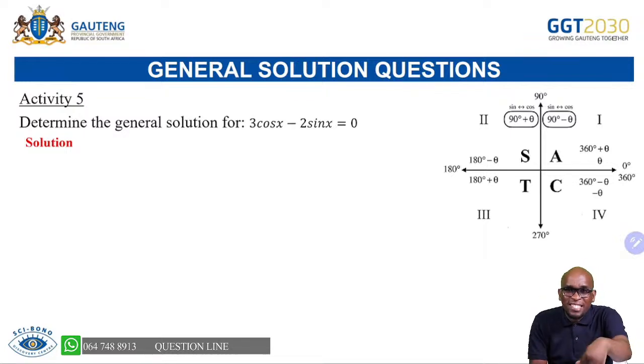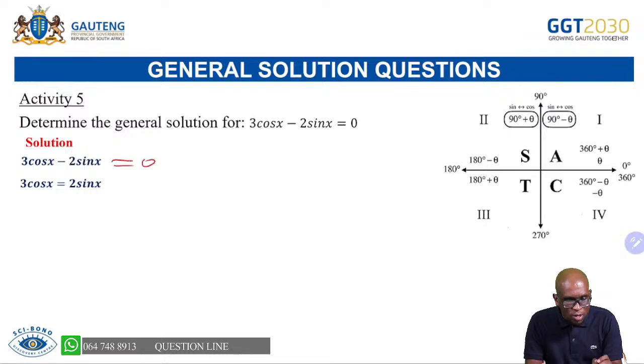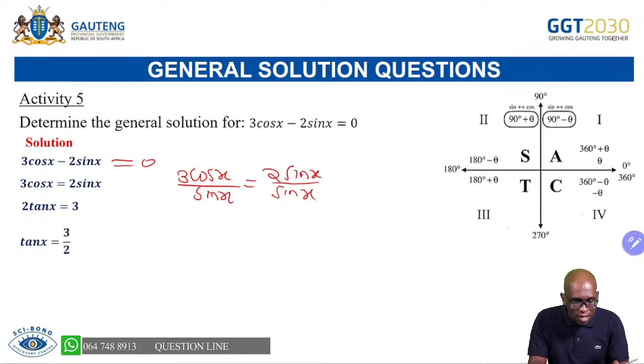Because the angles are the same, this will change to a tangent. So if we go to that, we can see that it equals 0. This was supposed to be equals to 0. Then when we transpose the sine, we get 2 sine x, and then we divide by the sine. So this would be 3 cos x divided by sine x is equals to 2 sine x divided by sine x. So this would give us the tangent of x. Then we locate the quadrants.